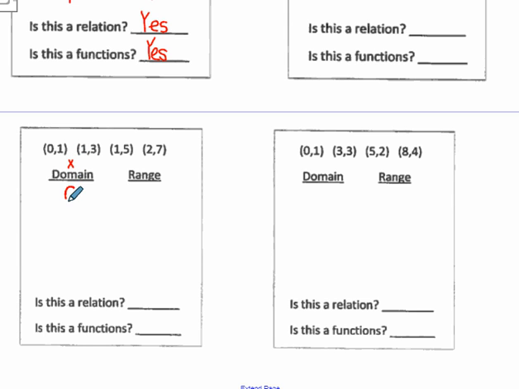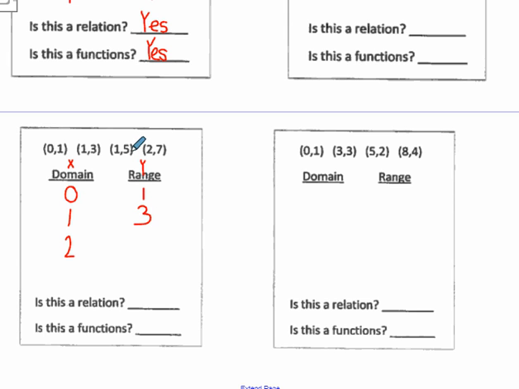We'll try a few, and then when it doesn't pass the test, I think it'll make a little more sense as well. Let's try this next box over here. Actually, you know what? Let's scroll down. Let's do this one right here. All right, so I'm going to look at my domain values. Again, those are my X values.